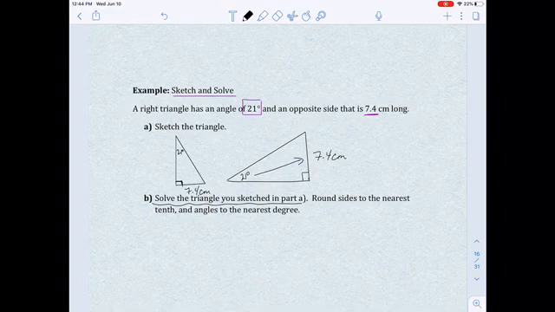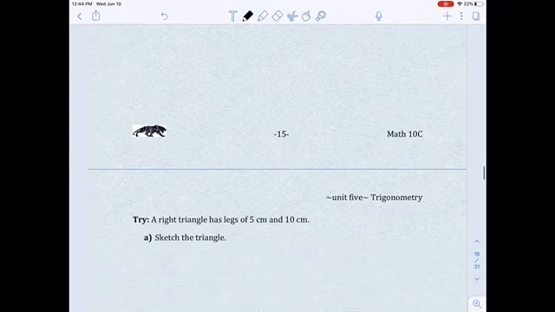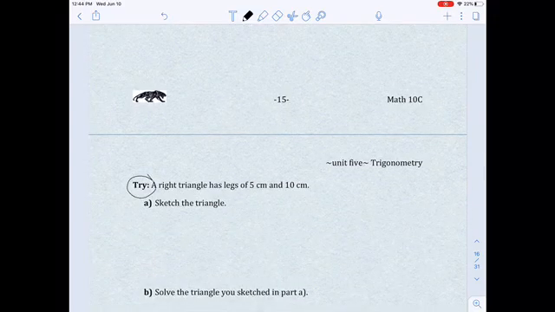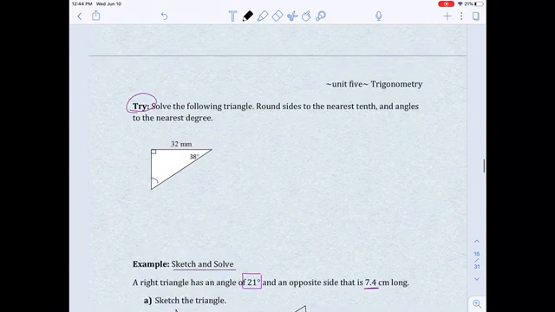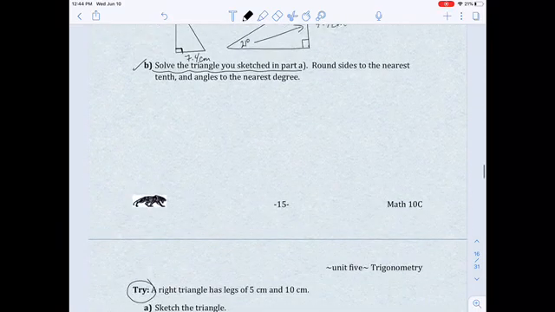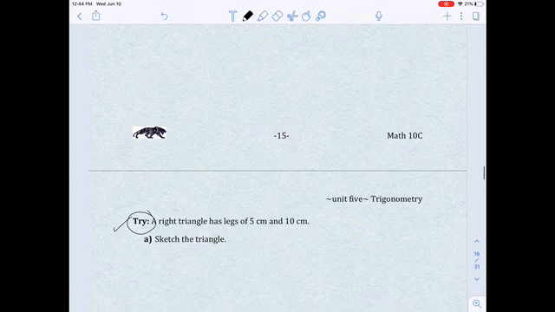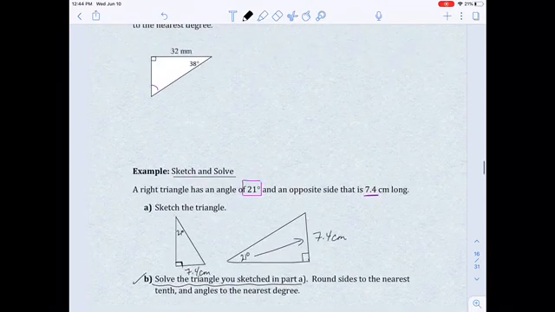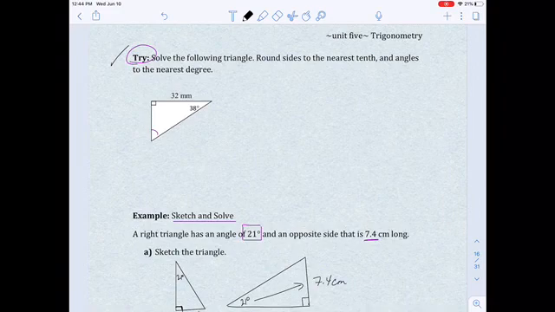So I would like you to finish solving that, and then I would like you to try drawing this one. So 3 tries here. Try this, solve this, and try at least the sketching here. Okay, try to do the sketch. Okay, go on now. You can pause the video and give that a try.